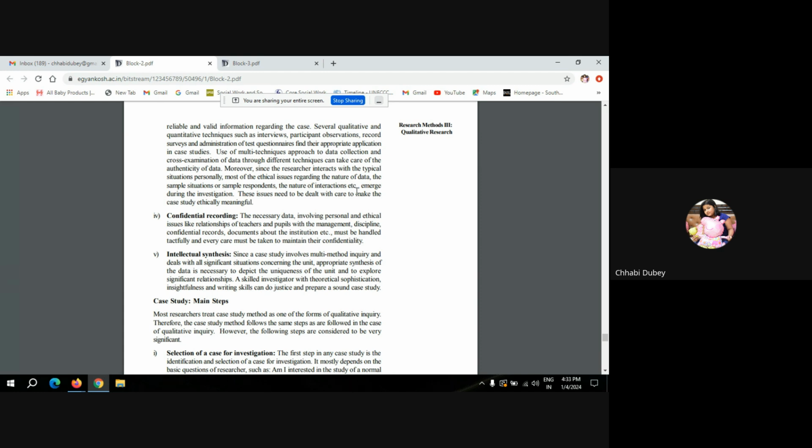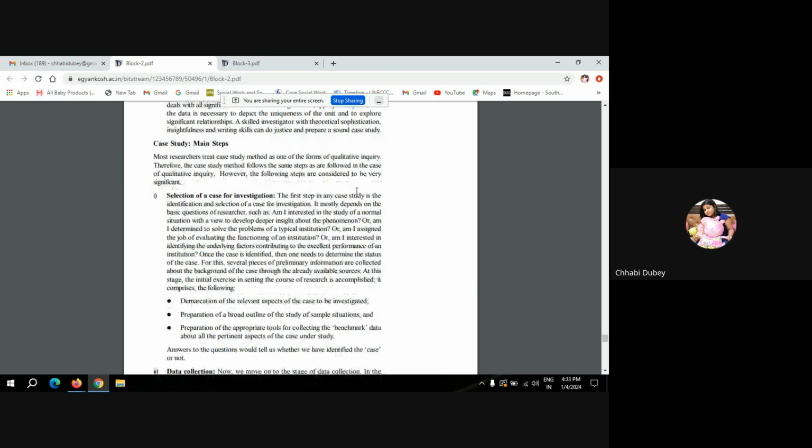And it's a very intellectual synthesis in its ways, because it has multi-method of inquiry that we deal with in the case of a case study, and a very appropriate synthesis of the data is necessary when we want to depict the uniqueness of the unit and to explore the various relationships involved. So definitely there's a lot of insightfulness, writing skills, and theoretical sophistication of the investigator required. A lot of skills are required in order to carry out a case study method.